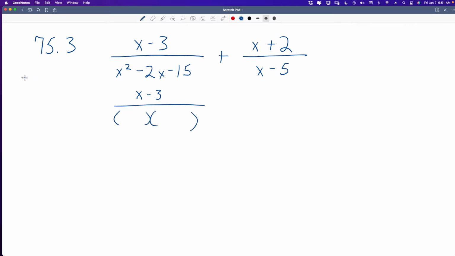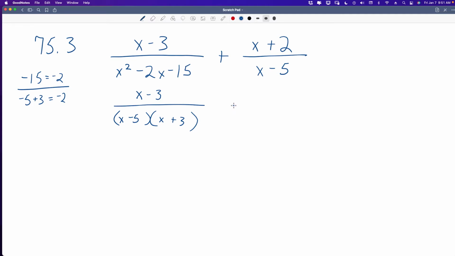We need the factors of negative 15 that equal negative 2. So I'm thinking negative 5 and positive 3. That times that gives us negative 15, and it also gives us negative 2. So that's what we're going to use. x minus 5, x plus 3. And look at that. We don't even have to do anything. How cool is that? Nice.